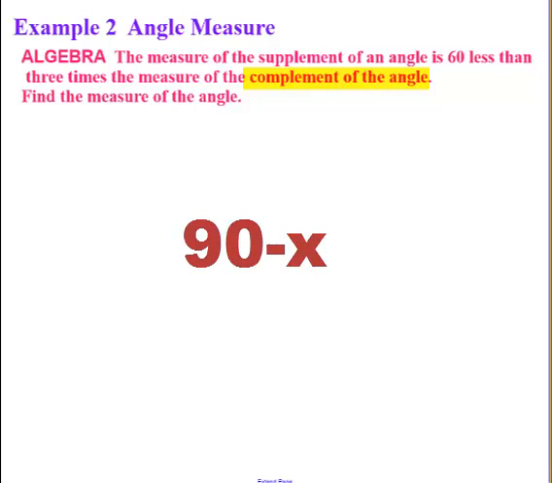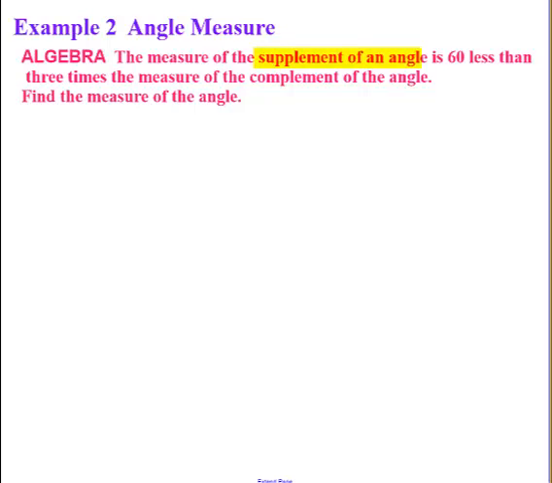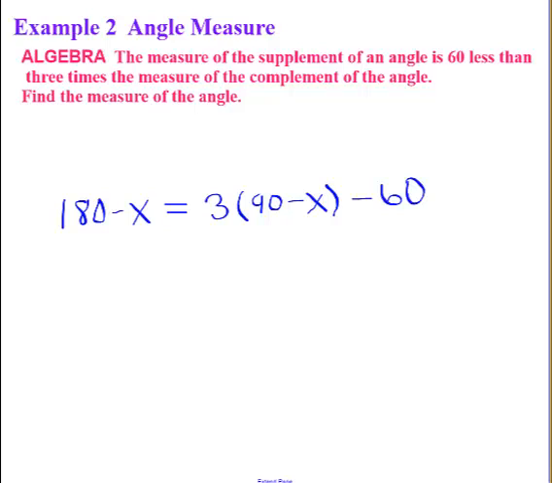So with this information we can write an equation. So let's think about what it's asking. First it's asking the supplement of the angle. So we know that the supplement of an angle would be 180 minus x, and then it says "is", so we're going to have equal to 60 less than 3 times the complement. We already said that the complement could be represented by 90 minus x, and we want to have 3 times the complement, so we would do 3 times 90 minus x. And it also says 60 less than that, so we need to subtract 60. So now we just have an equation that we could solve for x.